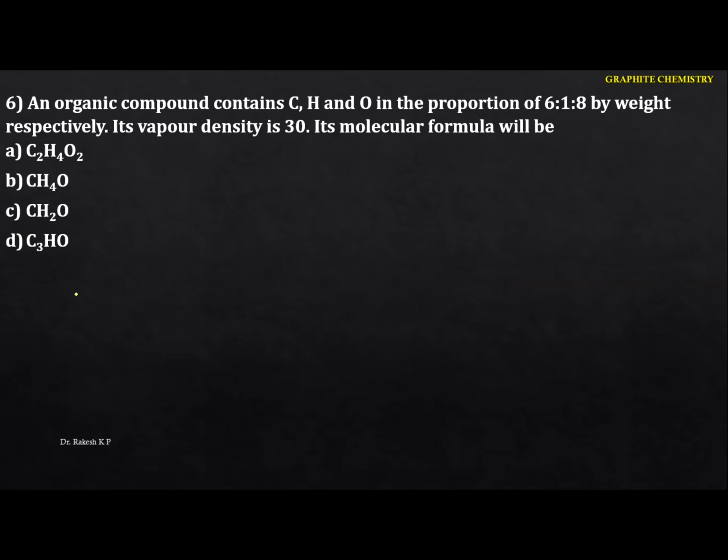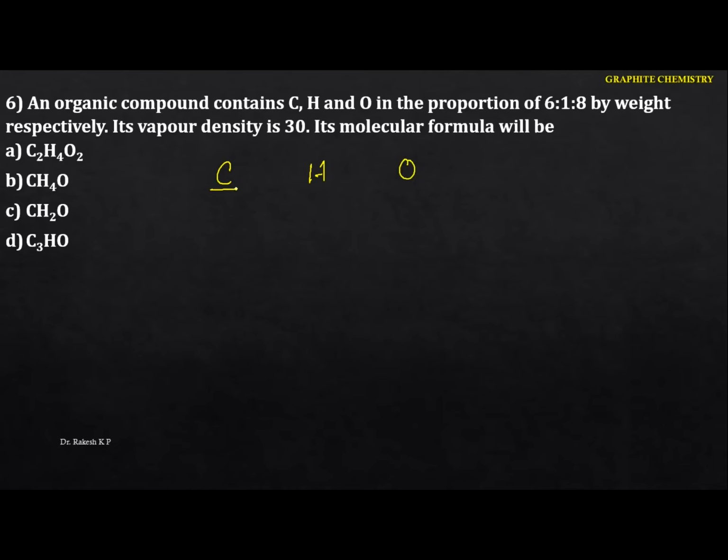An organic compound contains carbon, hydrogen and oxygen in the proportions of 6:1:8 by weight respectively. Its vapor density is 30. Its molecular formula will be? So let me write the given conditions here. The first is carbon, the next is hydrogen, and the next is oxygen.